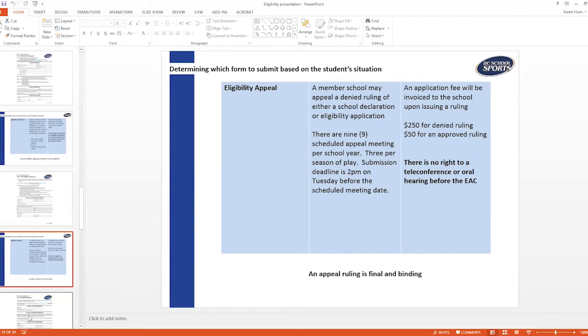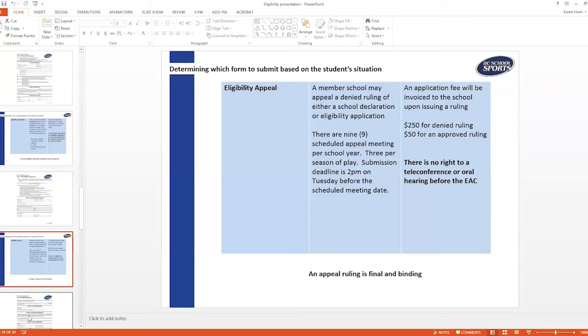Next one, moving on to, is our eligibility appeal. So should a member school decide to appeal a denied eligibility ruling or a school declaration, they can do so. We have 9 scheduled appeal meetings per year, roughly 3 per season of play. The submission deadline is 2 p.m. on the Tuesday before the scheduled meeting. So what we do is, if you choose to appeal a ruling, any information that was sent to us in the first application, the school declaration or the eligibility application, is already going to be put forth to the appeal. So you can just submit the appeal form and then any additional information that you wish to be included in the appeal.